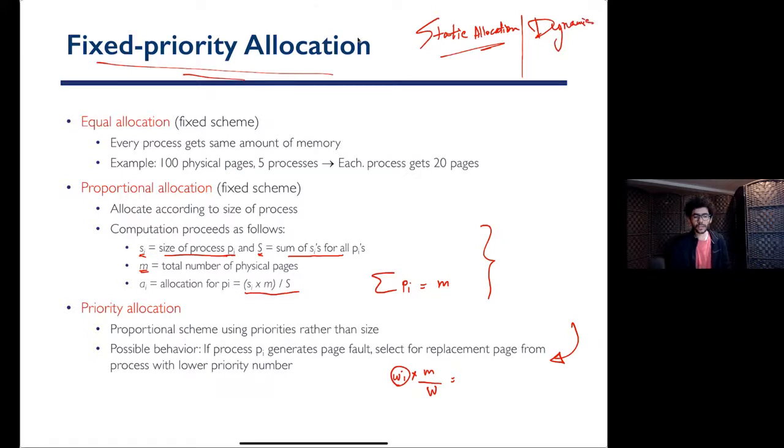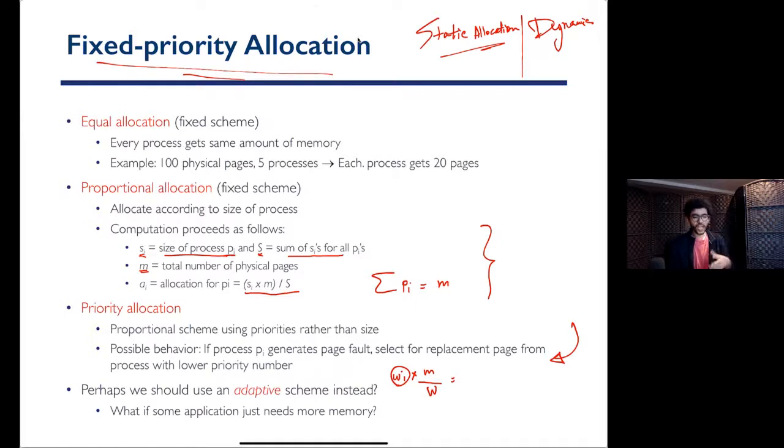Is dynamic allocation. So you could adaptively, for example, change the priorities. You can adaptively, for example, look at how much memory each one of them wants and then allocate based on that. So we're going to talk a little bit about this dynamic allocation in a few slides. But the simplest way is to just do it statically.